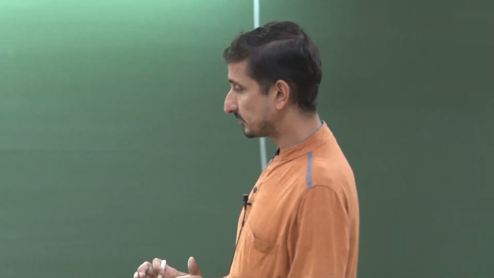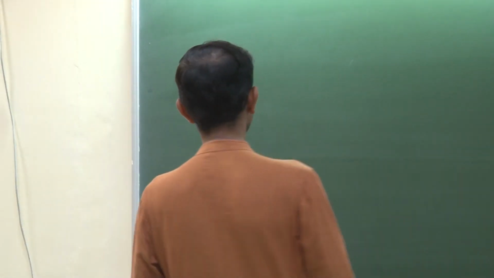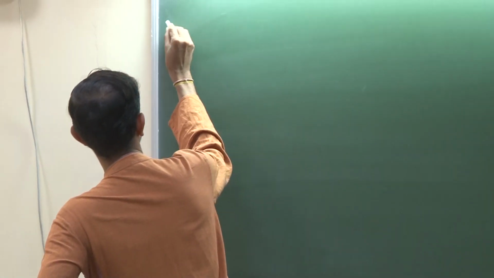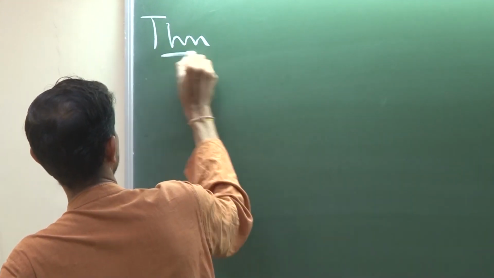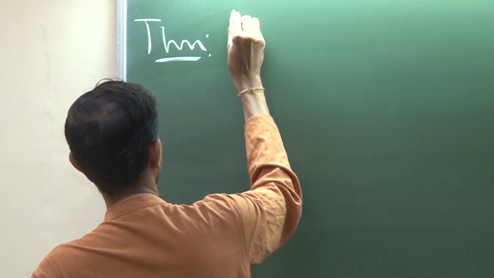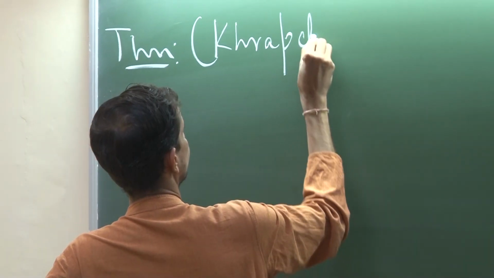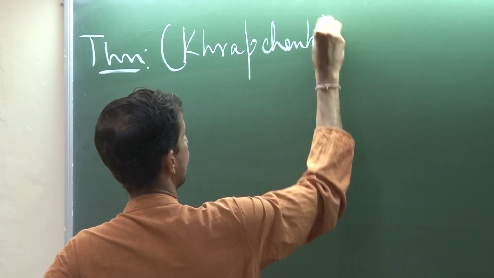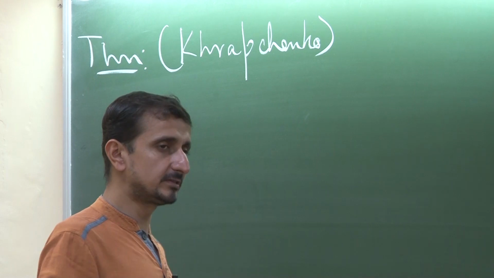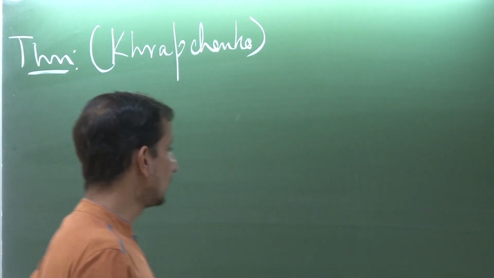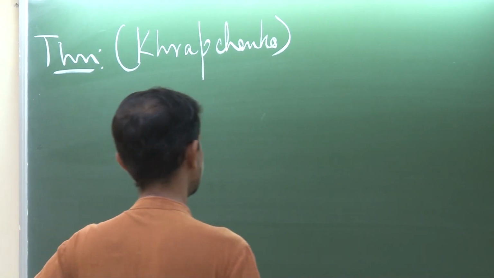So, last class we were discussing Kravchenko's theorem. Let me state the theorem that we saw last time. This is a theorem which is used to give a lower bound on functions. Okay. So, what does this theorem say?